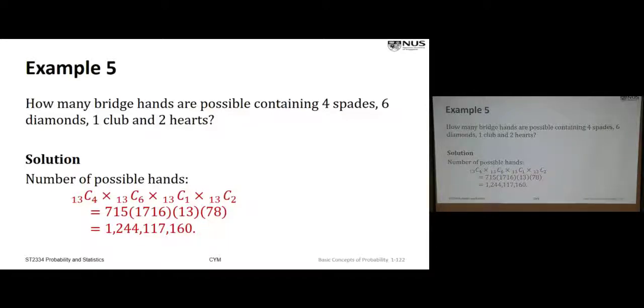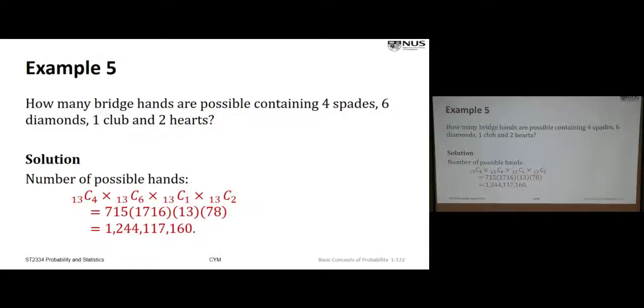So we want to know how many ways we can have 4 spades, 6 diamonds, 1 club, and 2 hearts. All right? So in other words, we divide the deck of cards into 4 groups. Each group consists of 1 suit. Spades are 1 group. How many are there? 13. And hearts, diamonds, and clubs. Of course, there are 2 jokers, but we don't include the jokers. All right. So we only have 52.